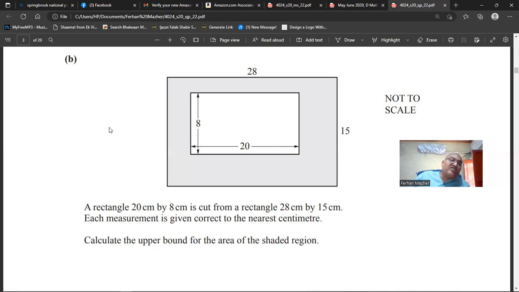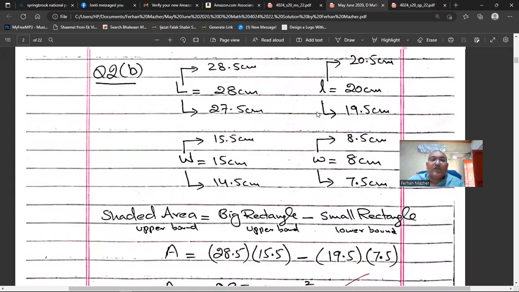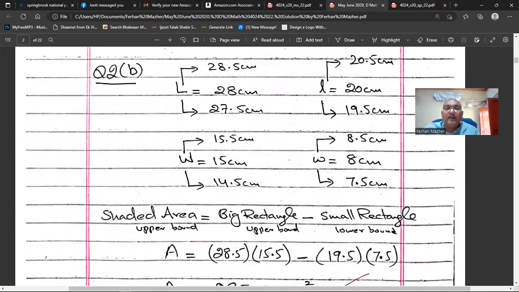And then the question is to calculate the upper bound for the area of the shaded region. If you want to find the area of this shaded region, that will be the area of the big rectangle minus the area of the smaller rectangle. And because you want the upper bound of the area, for the big rectangle, you will use its upper bound length and width to find its area. And for the smaller rectangle, you will use the lower bound. Let me show you my solution, and then it will be more clear. So on your screen is showing up.